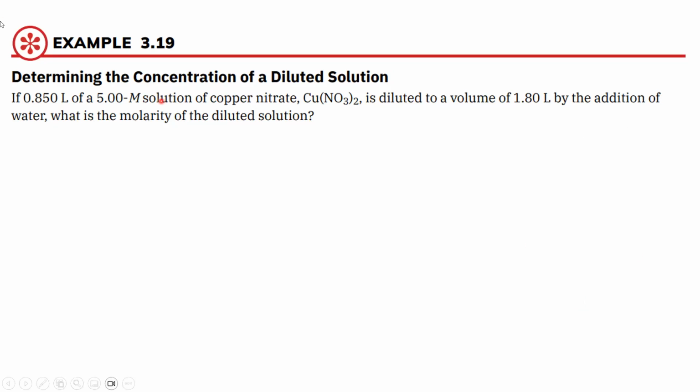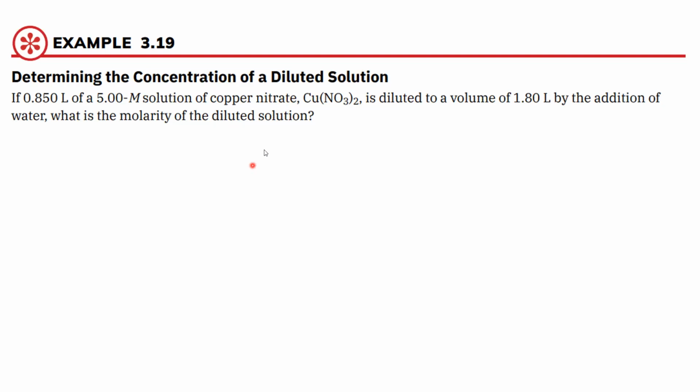So looking at that dilution equation, if we have 0.850 liters of a 5 molar solution of copper, this would actually be copper(II) nitrate, and it's diluted to a volume of 1.80 liters by the addition of water, we want to figure out what the molarity of the diluted solution is. So remember, diluted means lower concentration. So we're trying to find the concentration of the new solution.